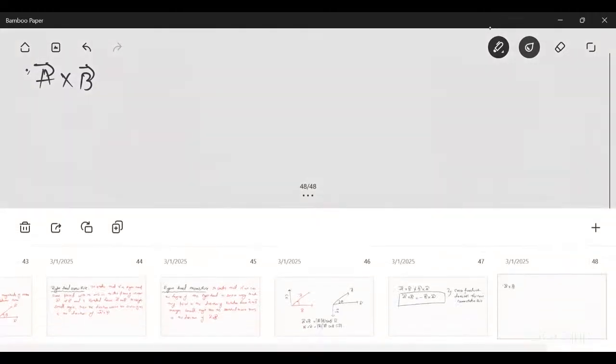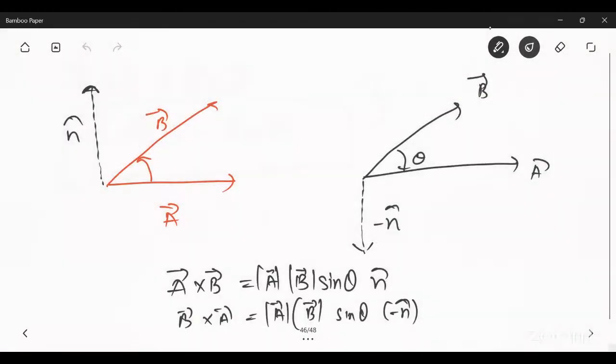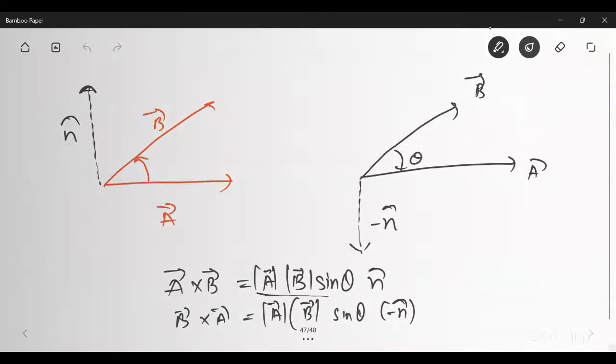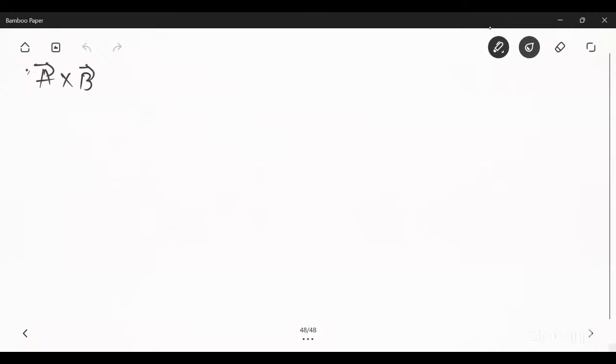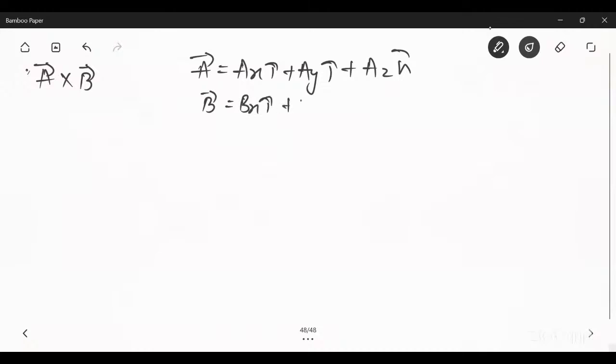How can we find A cross B? We get the RHS by solving A mod B sin theta if we are given it, but the question is how we can find A cross B. Let's suppose A vector is equal to AX i cap plus AY j cap plus AZ k cap, and B vector is equal to BX i cap plus BY j cap plus BZ k cap.